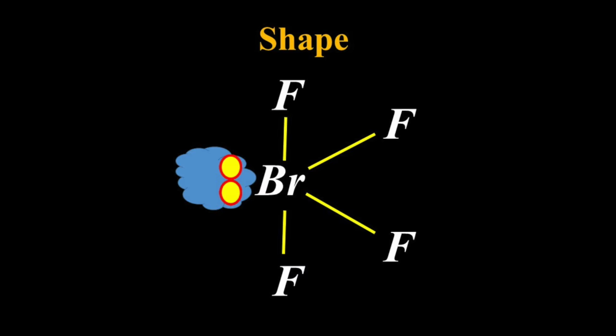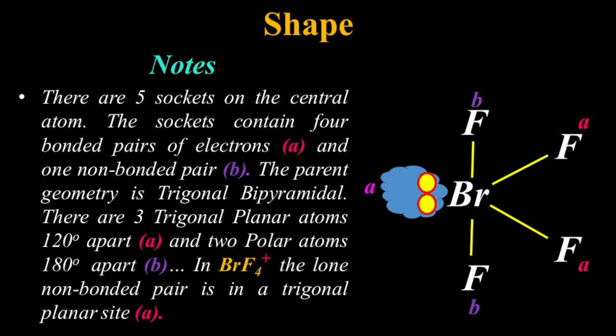So you should be fairly comfortable by now. So things should start to come together and make sense. So let's read a note, and you've seen this note before. There are 5 sockets on the central atom. The sockets contain 4 bonded pairs of electrons, A, and 1 non-bonded pair, B. The parent geometry is trigonal bipyramidal. There are 3 trigonal planar atoms 120 degrees apart, A, and 2 polar atoms 180 degrees apart, B.